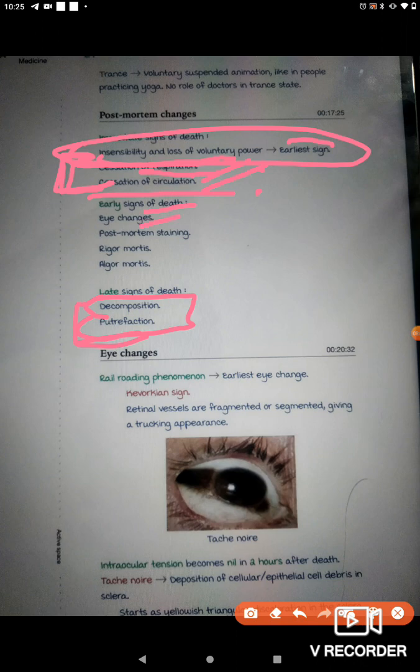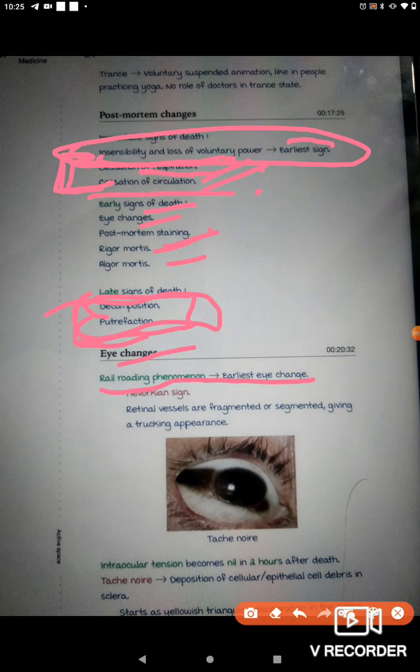The early signs are eye changes, postmortem staining, rigor mortis, and algor mortis. The late signs are decomposition and putrefaction. So what are the changes in the eye? In the eye, there is the railroading sign. The Kevorkian phenomenon is the earliest change.